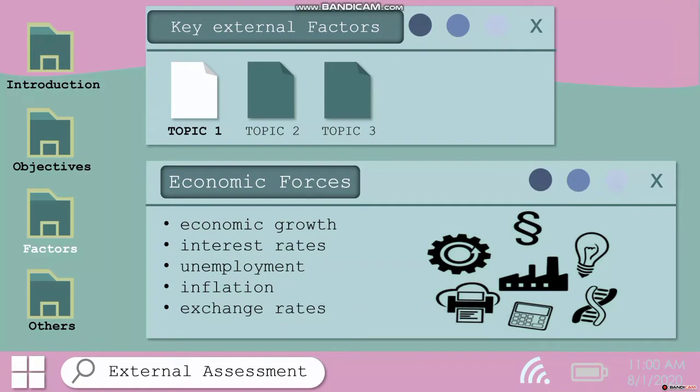So the first key external factor is the economic forces. This includes economic growth, interest rates, unemployment, inflation, and exchange rates. First is economic growth. If there is economic growth, then more jobs will be created and more tax will be paid. Interest rates. When interest rates are high, businesses borrow less and invest less.